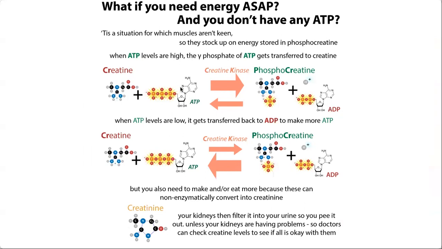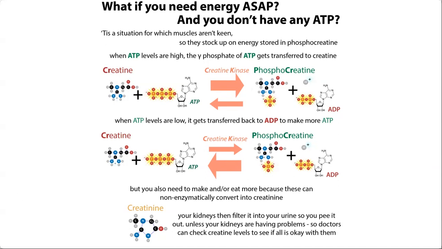When ATP levels are high, the gamma phosphoryl group of ATP is going to get transferred onto creatine to give you phosphocreatine. So remember that this would be energetically unfavorable if we were just to consider the standard free energies, but we have to take into account the concentrations, and if we have a lot of ATP, this is going to drive things in the forward direction and give us phosphocreatine. When ATP levels are low, however, the phosphate is going to get transferred back to ADP to make more ATP. And all of that is going to be catalyzed by creatine kinase.